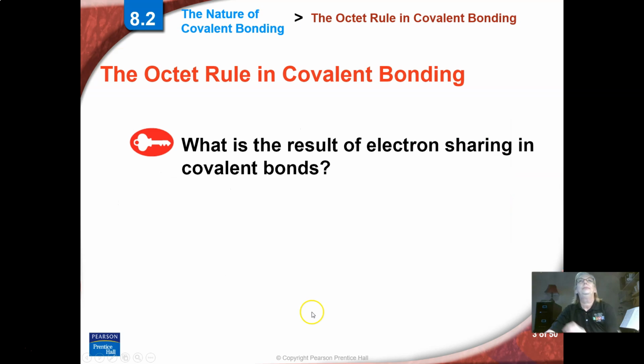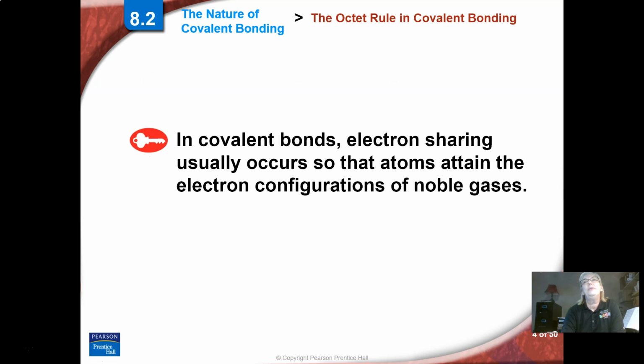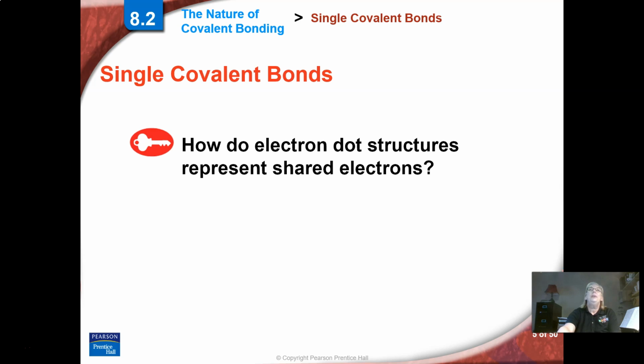So let's move on. So what happens? How are we going to do this electron sharing for covalent bonds? Let's look at it. We're almost always going to follow the octet rule, where the covalent bond makes the atom feel like it's got a full outer shell. And we're going to use electron dots like we did with ionic things.